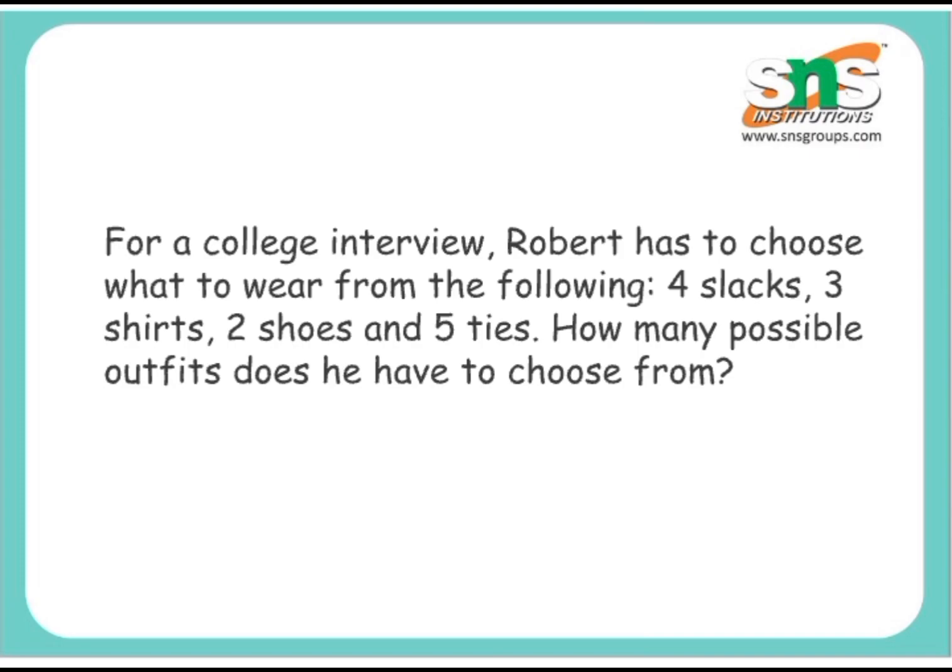Okay, let's see an example now. For a college interview, Robert has to choose what to wear from the following: 4 slacks, 2 shirts, 2 shoes and 5 ties. How many possible outfits can he choose from? So now here he has 4 slacks, 4 into 3 into 2 into 5. He can make 120 outfits with what he has. And the permutation goes like this with this arrangement and with this kind of problems.